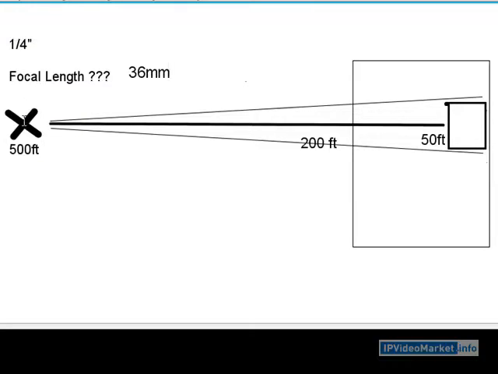So the situation: we knew the 1/4 inch imager or sensor size. We knew how far away we were from the area of interest. We knew the horizontal dimension of the area that we wish to monitor was 50 feet. We plugged those in, and it gave us a 36 millimeter focal length for our application.